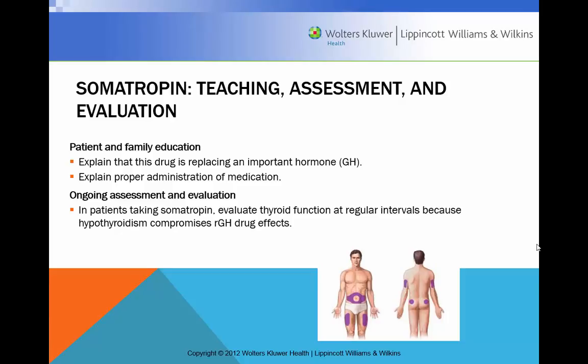All right, in patient and family education, explain that this drug is replacing an important growth hormone. We do want to explain to them the proper administration of the medication. Like I said, it's either going to be sub-Q or IM. You can note there the little figure showing you the sub-Q sites. In the ongoing assessment of patients who are taking somatropin, we do want to evaluate thyroid function at regular intervals, because hypothyroidism compromises growth hormone drug effects, and that's because of the accelerating epiphyseal maturation there.